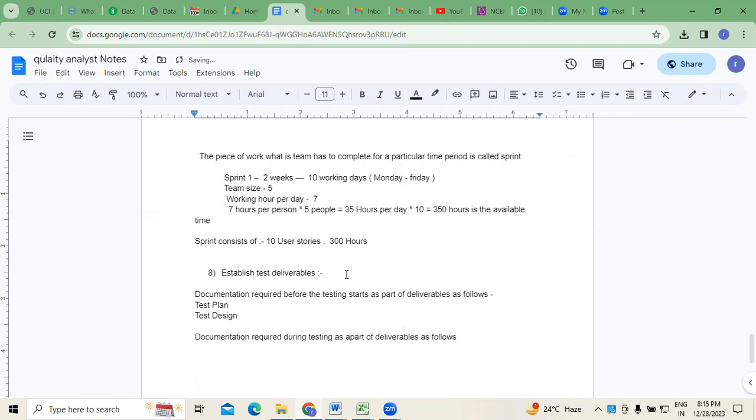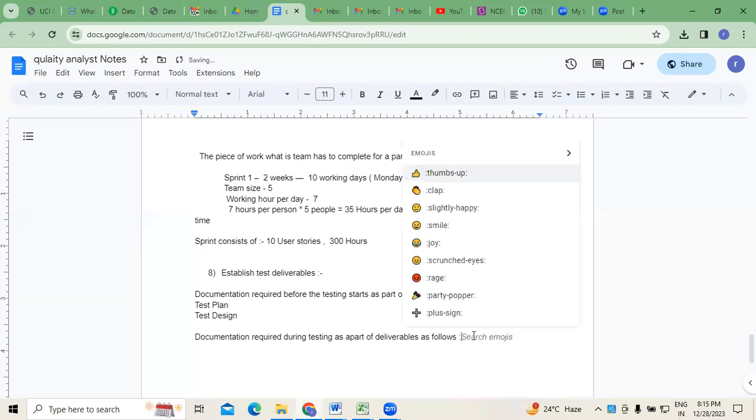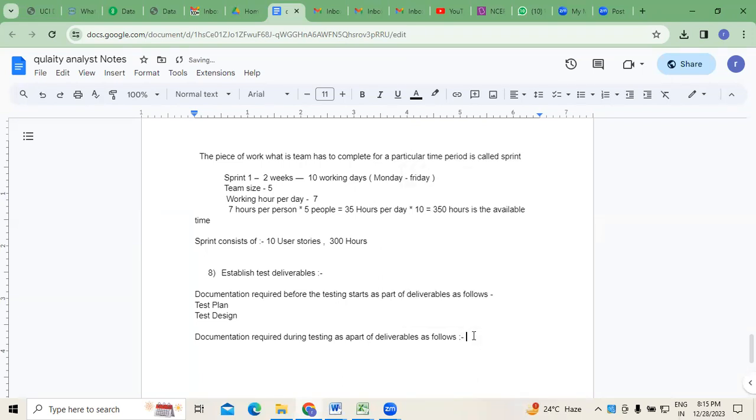Now, whenever we are working on this documentation, especially at the time of testing, whatever the deliverables, the kind of documentation that is required during the testing part majorly focuses on the test scripts.